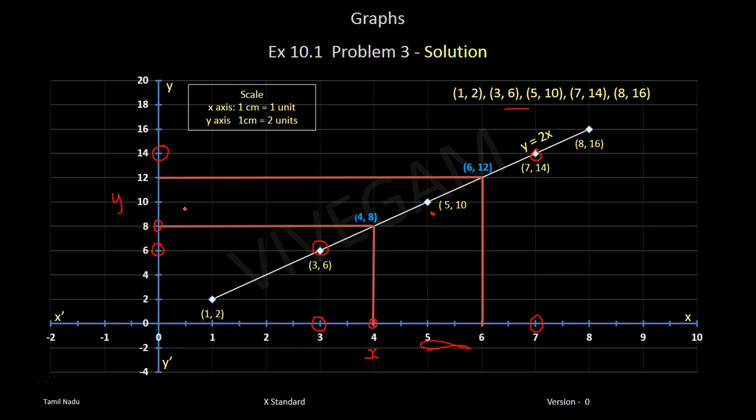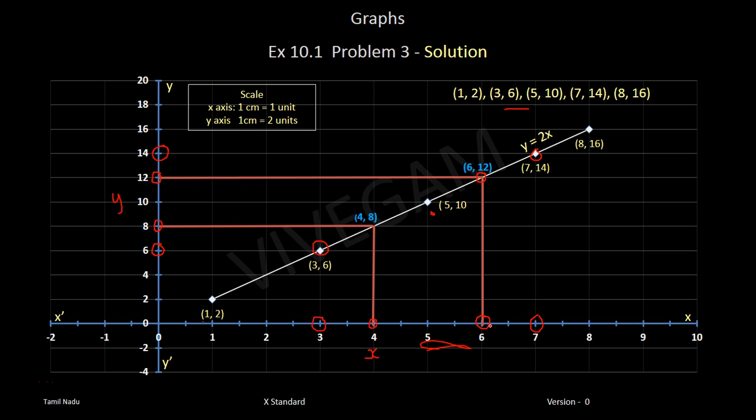What is the next question? What is the x value when y is equal to 12? So from y equal to 12, draw a horizontal line to cut the graph. So it cuts here, and draw a vertical line downwards. It cuts the x-axis at this point. So x is equal to 6. So when y equal to 12, x is equal to 6.